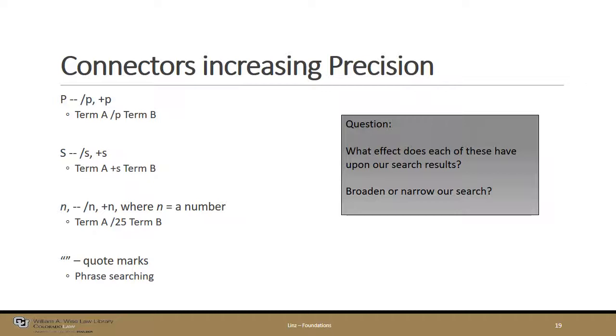In the second example for sentence, I use term A plus S term B. What the plus says is it specifies the order in which the terms have to appear within the sentence. So in this case, since term A precedes term B, and we're connecting with the plus S, we're saying the sentence must have term A before term B to be retrieved as a relevant document. So if the sentence has term B before term A, then that's not going to be considered a relevant document and will be excluded from our search results. Again, it gives us much more precision over our search results.